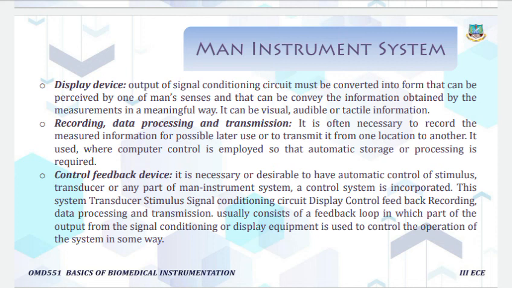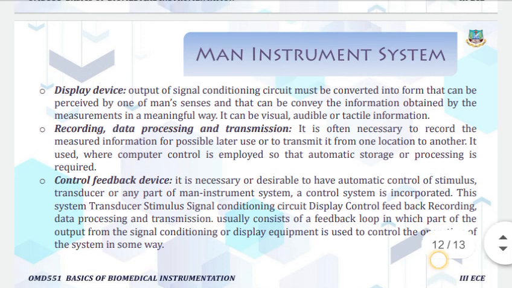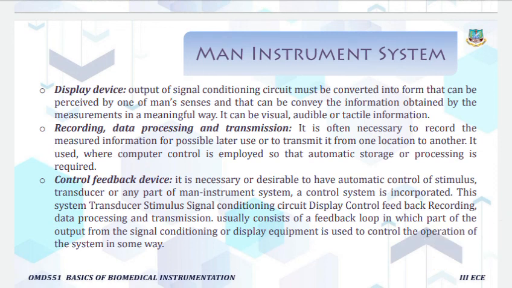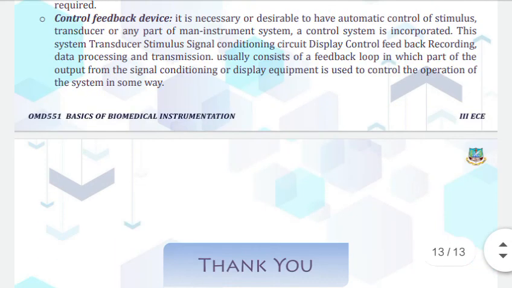This system, with transducer, stimulus, signal conditioning circuit, display, control, feedback, recording, data processing, and transmission, usually consists of a feedback loop in which part of the output from the signal conditioning or display equipment is used to control the operation of the system in some way, giving the feedback as a stimulus. Okay. For that purpose, we are using this control feedback device. These all come under the recording problems and measurement with the two electrodes.